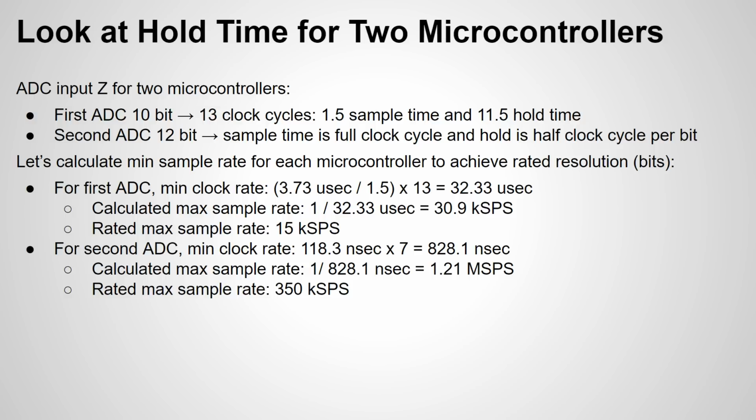We get 828 nanoseconds. That equates to a maximum sample rate, assuming there's no other aspects that delay one measurement from another, which there could be, of over 1 megasample per second. But they only rate it for 350 kilosamples per second at 12 bits. Okay, well, why do they put these lower than what we just calculated as the possible maximum sample time?